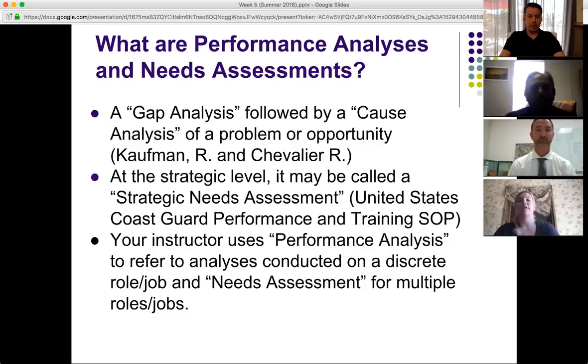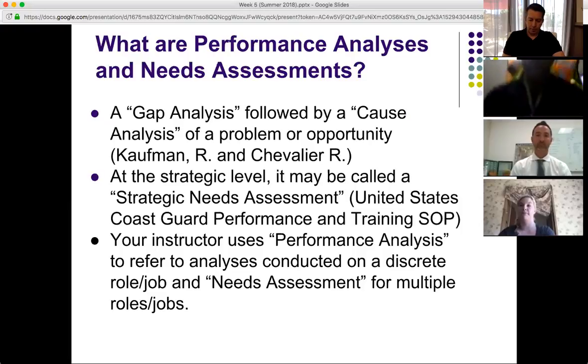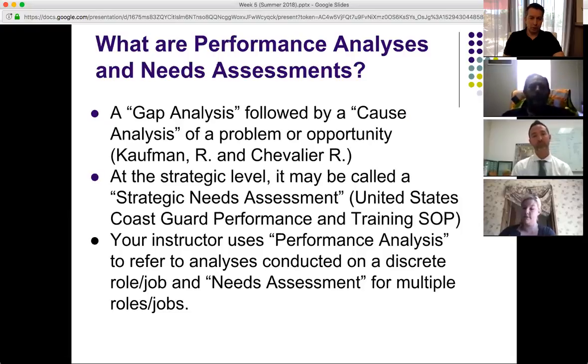Okay. Basically, what I'm referring to when I use the term performance analyses or performance analysis or needs assessment is a gap analysis followed by a cause analysis. Different people call this different things, and that's why we have a couple terms here. At the strategic level, the Coast Guard called this a strategic needs assessment. So it's similar to a needs assessment, but done at the strategic level. So you're looking at multiple gaps and multiple causes for those gaps.